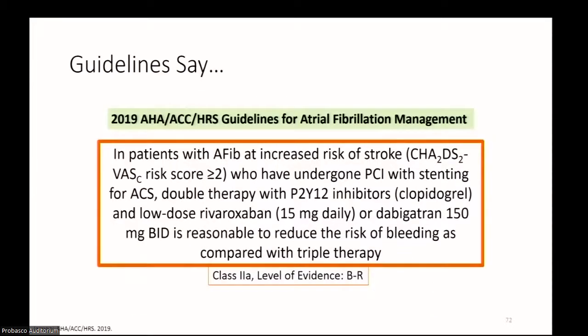And so in summary, the guidelines say that for patients with AFib at increased risk of stroke who have undergone PCI with stenting for ACS, double therapy with P2Y12 inhibitors and low-dose rivaroxaban or dabigatran is reasonable to reduce the risk of bleeding as compared with triple therapy, based off some of those trials that we saw. Of course, this was a 2019 focused update, and the Augustus trial was in 2019, so that's why they don't specifically mention apixaban.